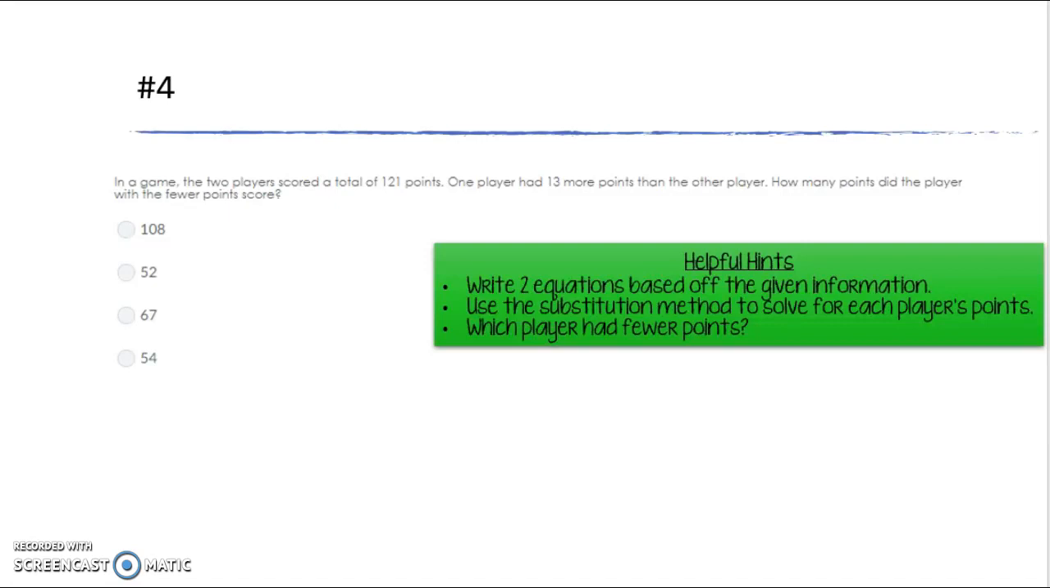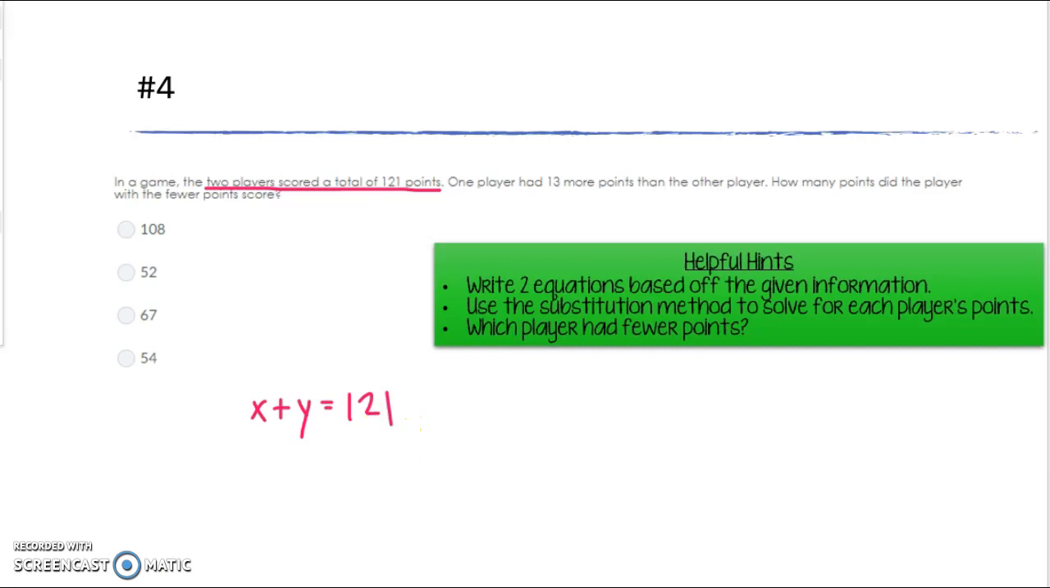So what we need to do is use the information that's given to us to set up some equations that contain that information. So in a game, 2 players scored a total of 121 points. I'm just going to use X and Y for my variables. So I can say that player X plus player Y, their points together was 121 points.